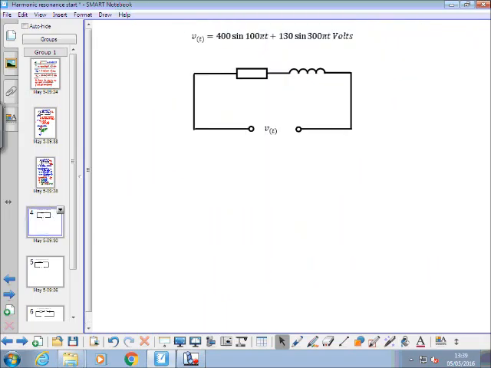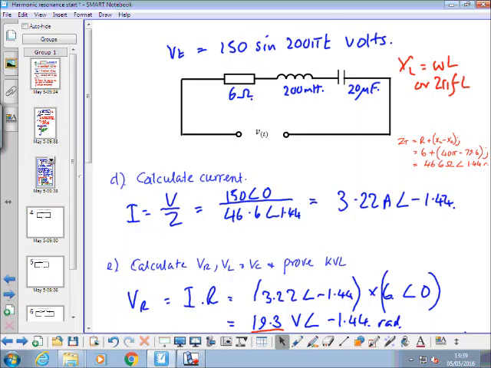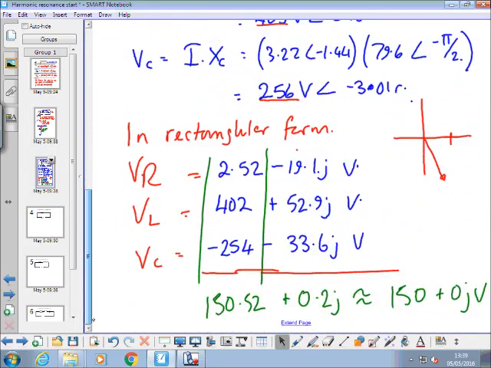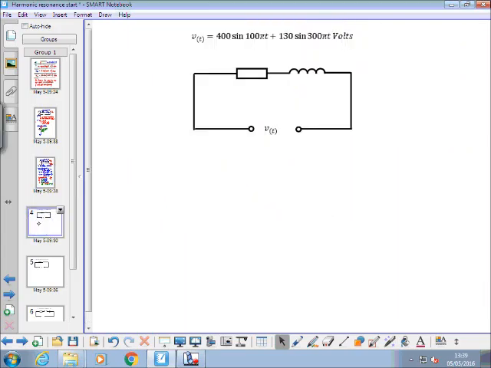Is that the last part through KVL? Yeah, that's proven KVL, because we've proved that if we add the voltages across all three components together, we get the supply voltage. 150 volts. Okay.